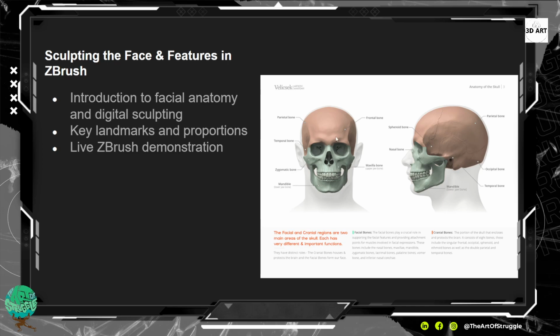Today, we're going to focus on just the eyes and the orbital part. And if we get any further, well, kudos to us. But hopefully I can show you guys just this little part, because even this little part is quite complex. And we're going to talk about a lot of the key landmarks and the proportions, and I will do a live ZBrush demonstration for you guys.